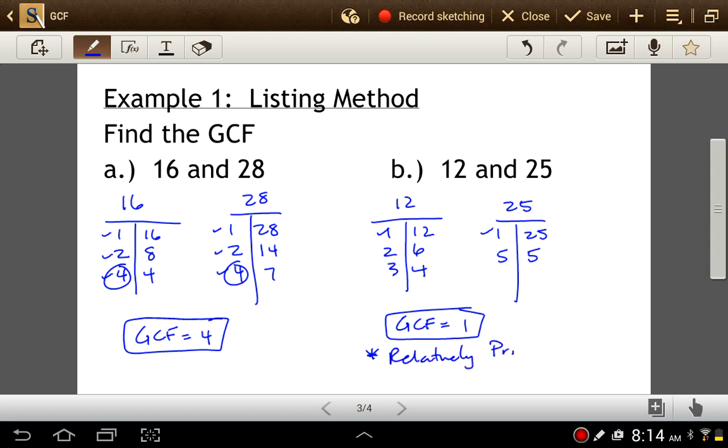Here's an example of two numbers that are not prime. 12 and 25 are not prime, but because their GCF is 1, they are relatively prime. That's the greatest number that they have in common. So that method has you list out all the factors, and then look and search, comparing the two to find the greatest one that they have in common. That's the end of example 1. If you need to pause, go ahead. Otherwise, I'll be moving on to the next screen.